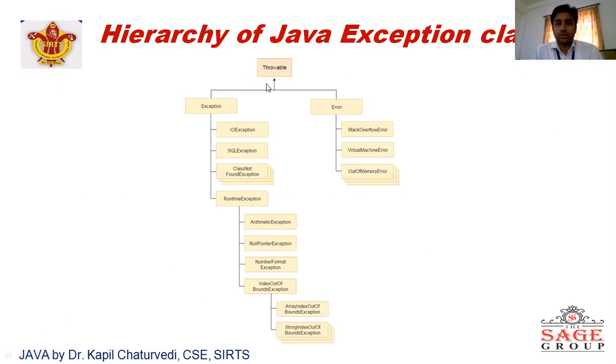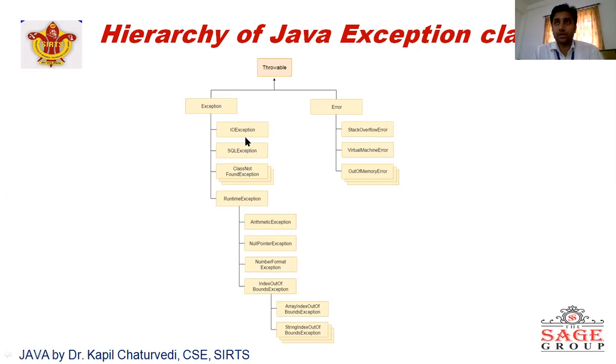There is a hierarchy which represents the different kinds of exceptions in Java. There are two varieties: exception and error. Error means something which occurs at runtime, but due to a virtual memory issue or a different kind of issue. But in the exceptions category, there are exceptions like IOException, SQLException, ClassNotFoundException, and RuntimeException, and this is the variety of runtime exceptions.